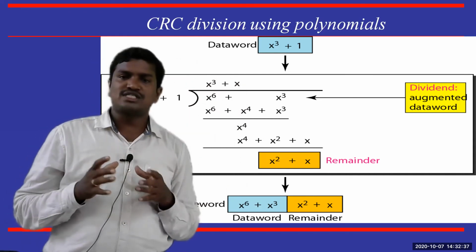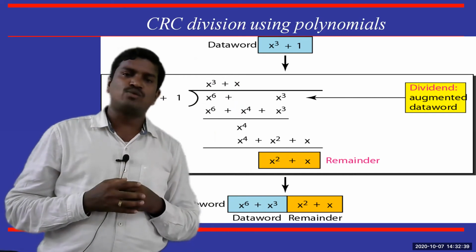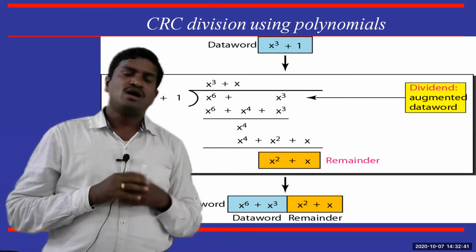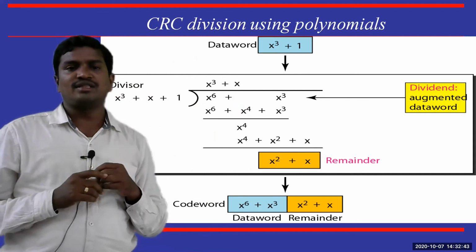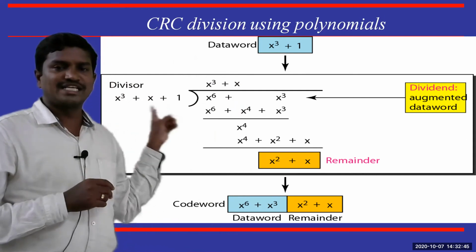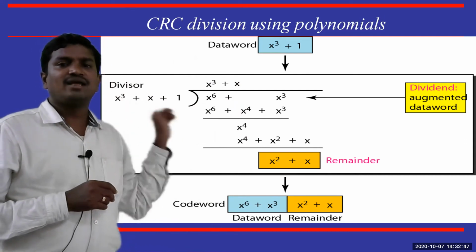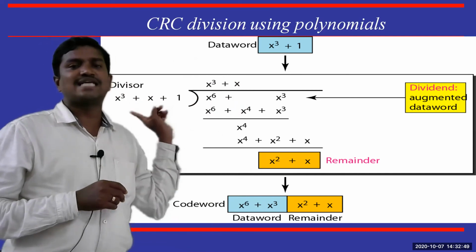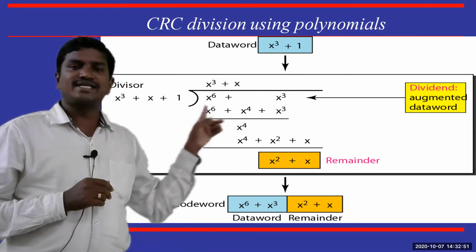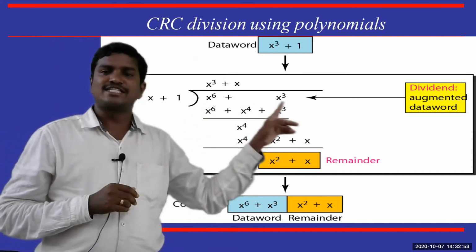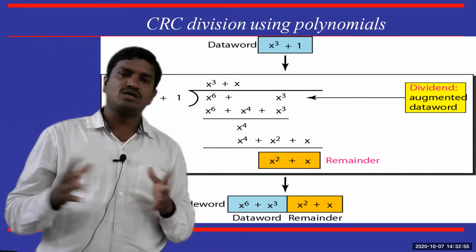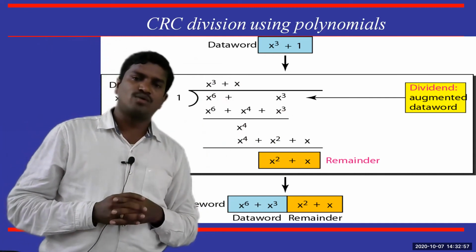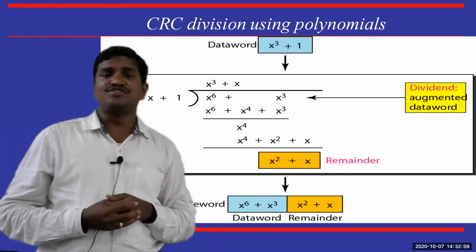So the process of creating the augmented data word in polynomial notation is to identify the highest term in the divisor, that is x power 3, and multiply the given data word with this highest power. So what you will get is x power 6 plus x power 3. This is the preparation of the augmented data word. And after that, let us start with the division.